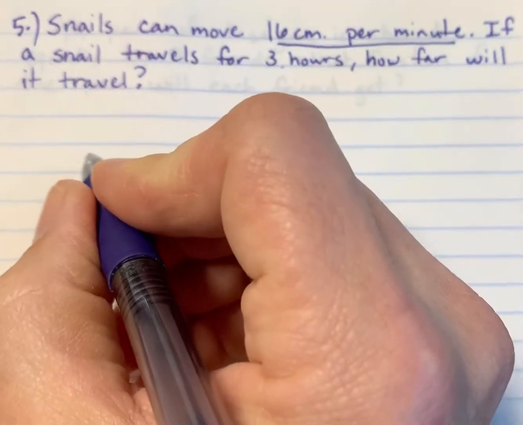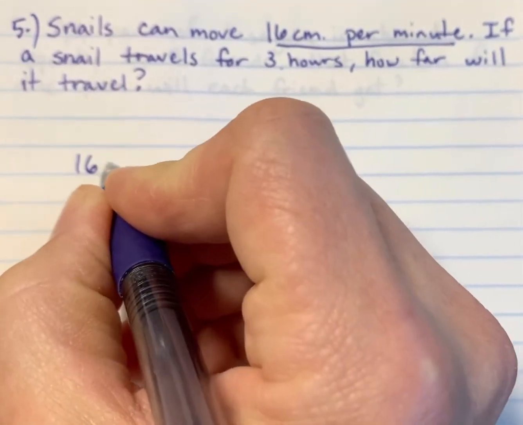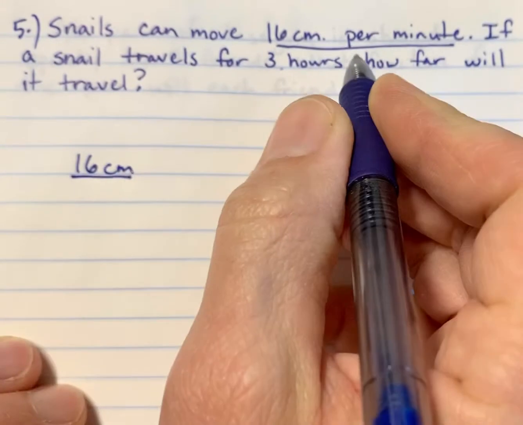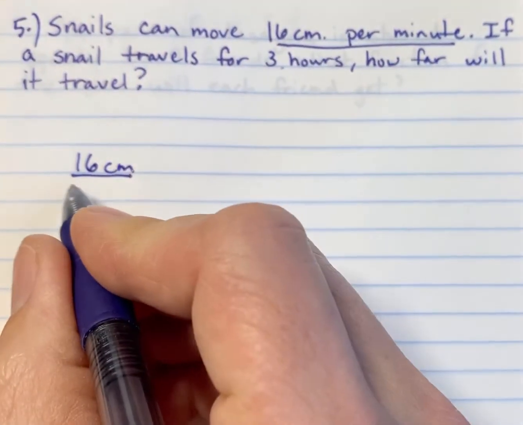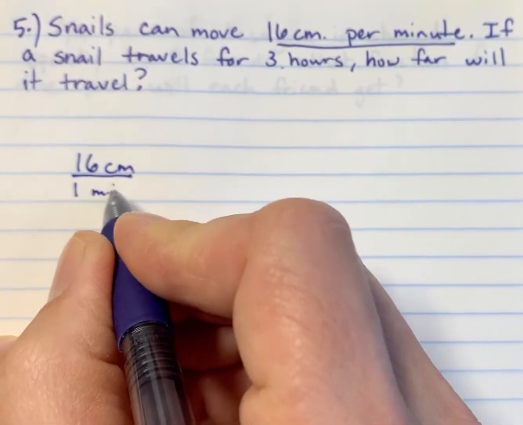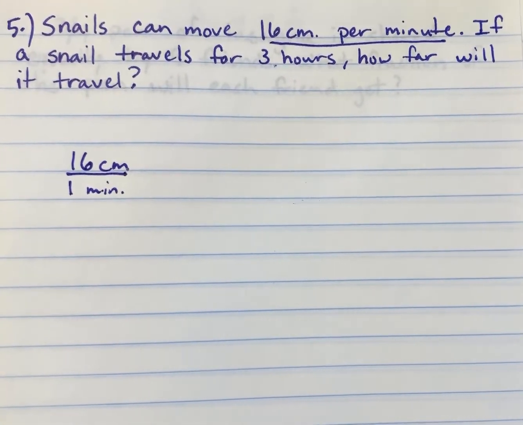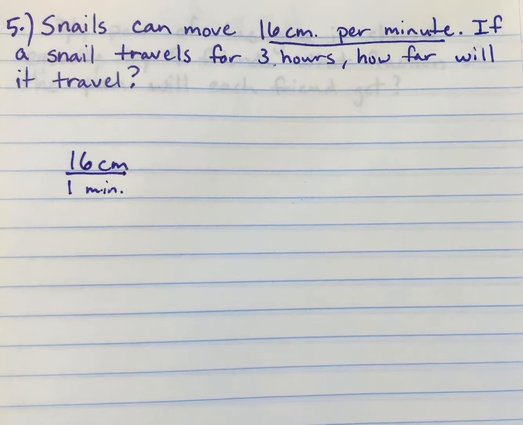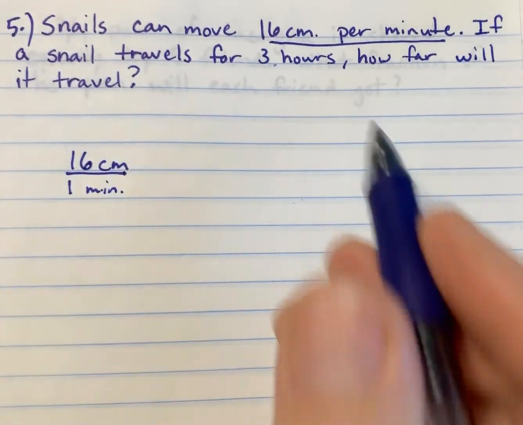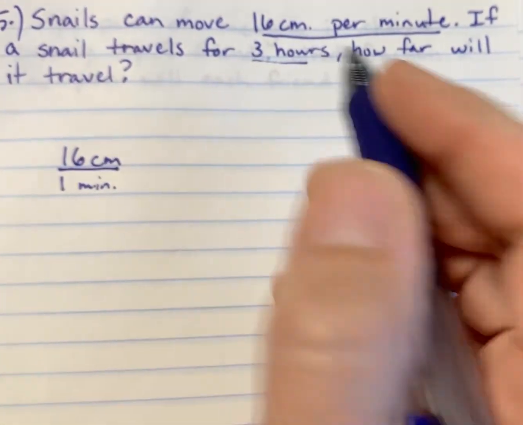It's telling me that a snail here can move 16 centimeters per minute, and remember that per stands for 1, so 1 minute. So we know now that this problem can probably be solved with a proportion since it has a rate in it. And then it says if a snail travels for 3 hours, how far will it travel? So our third number is 3 hours.